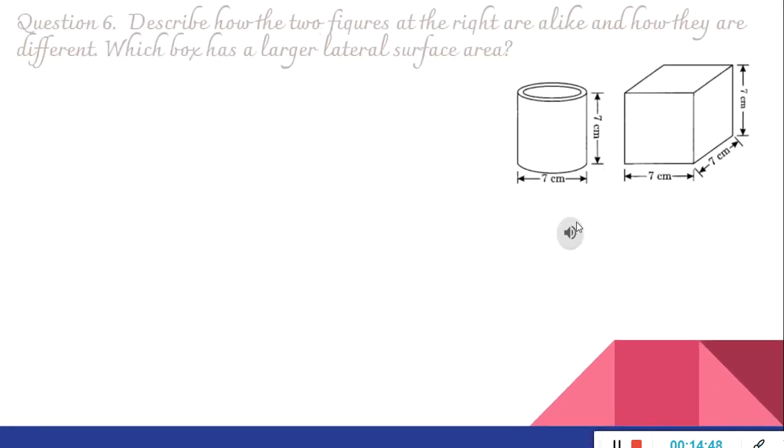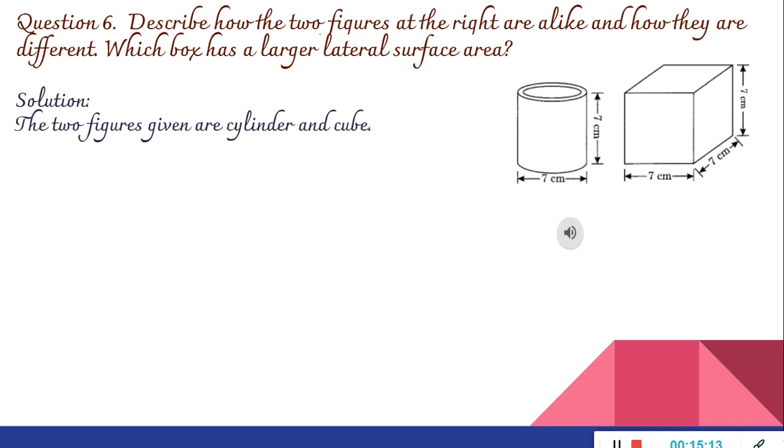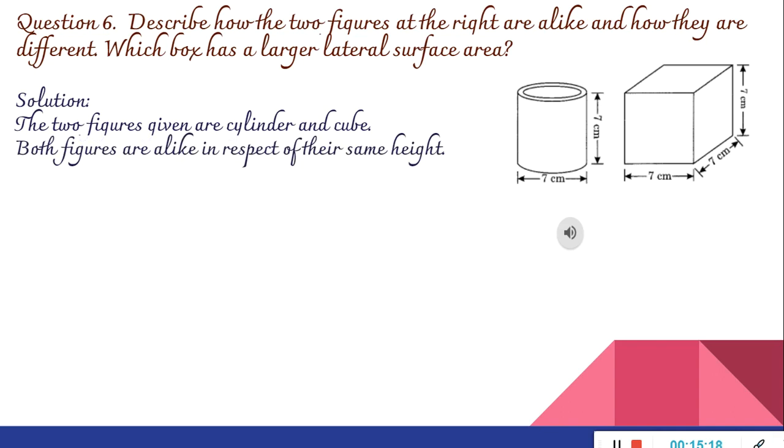Sixth question. Describe how the two figures at the right are alike and how they are different. Which box has a larger lateral surface area? So here the two figures given are a cylinder and a cube, right? So that is the difference between them. One is a cylinder and another one is a cube. In shape, both are different. And what is the similarity? Both figures are alike in respect of their same height. Both have the same height, that is 7 centimeter.